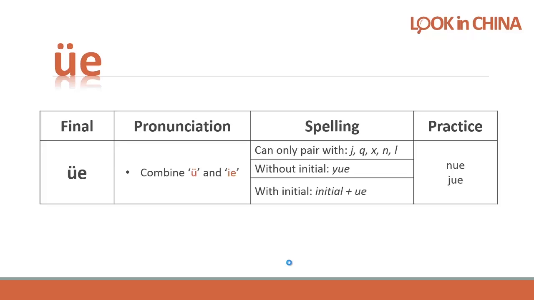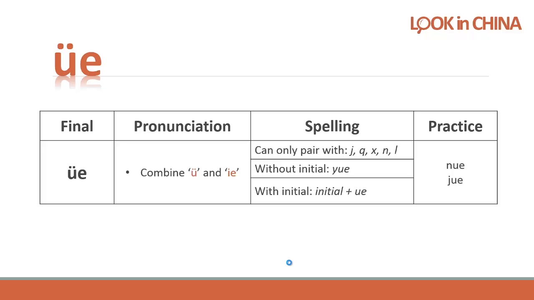Only ji, qi, xi, n, and l can be paired with this final. And without an initial, it's spelled as Y-U-E. With the initial, it would be the initial plus U-E. And as a note, if you're writing this pinyin out, you do not need to include the two little dots over the U. Okay, let's practice with the initials.